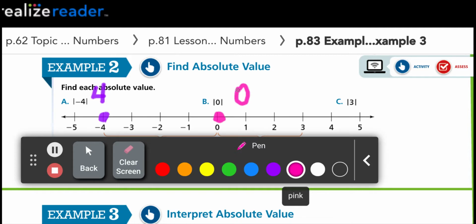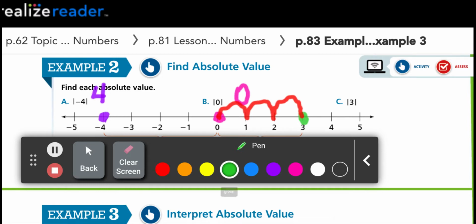C says, what is the absolute value of 3? Let's put 3 on our number line. What is the absolute value of 3? How far away is 3 from 0? Let's find the distance. Just put your pen on 0 and count. 1, 2, 3. So what is the absolute value of 3? The absolute value of 3 is 3.